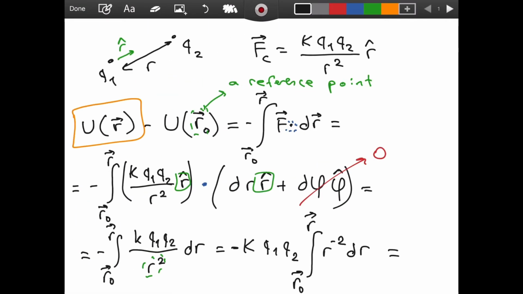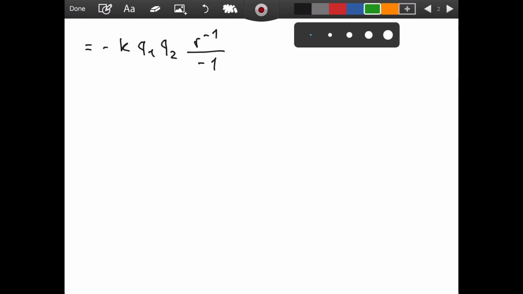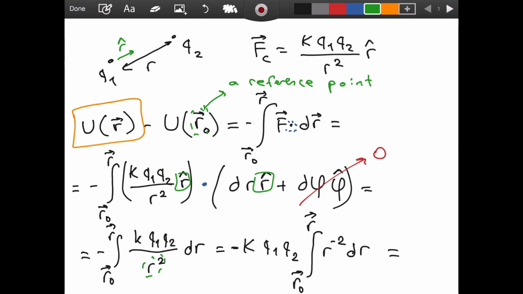Well, what is the integral of r raised to the power of negative 2 dr? We are going to increase the power by 1, so we will have r raised to the power of negative 1. And then we will divide by the new power, so we have negative 1. And if you don't believe me, just take the derivative of this thing, and you will see that you will get the integrand, that is r raised to the power of negative 2.